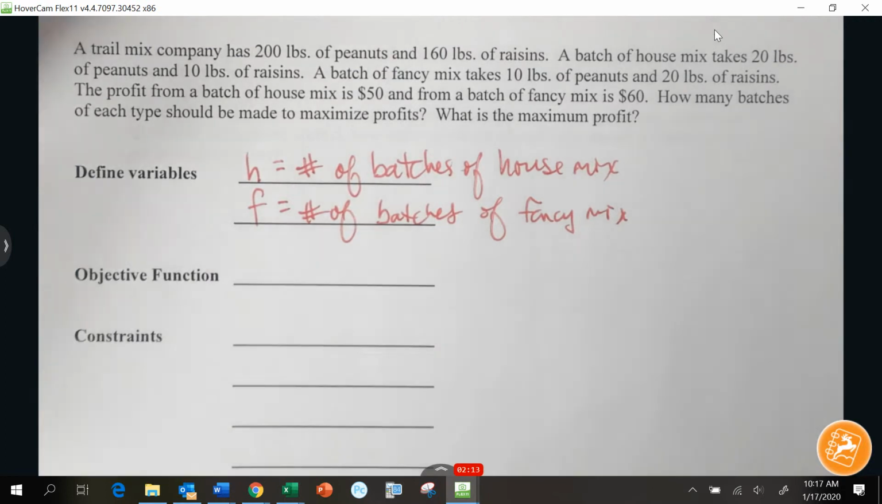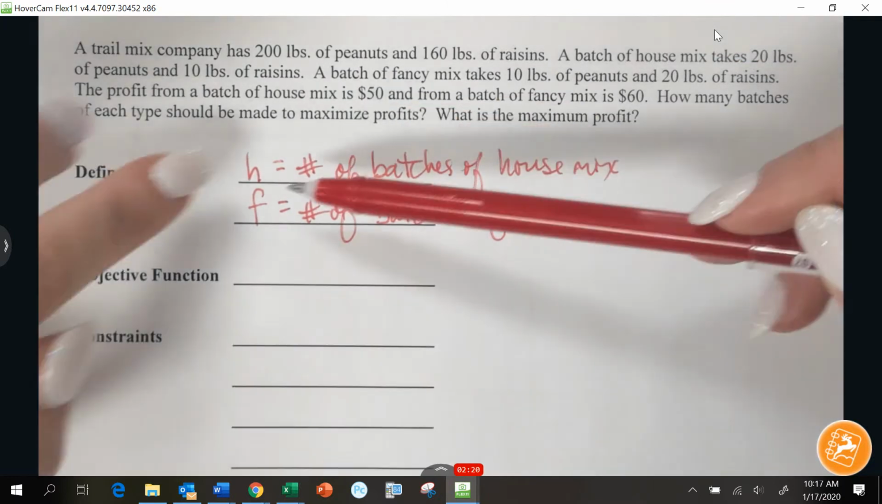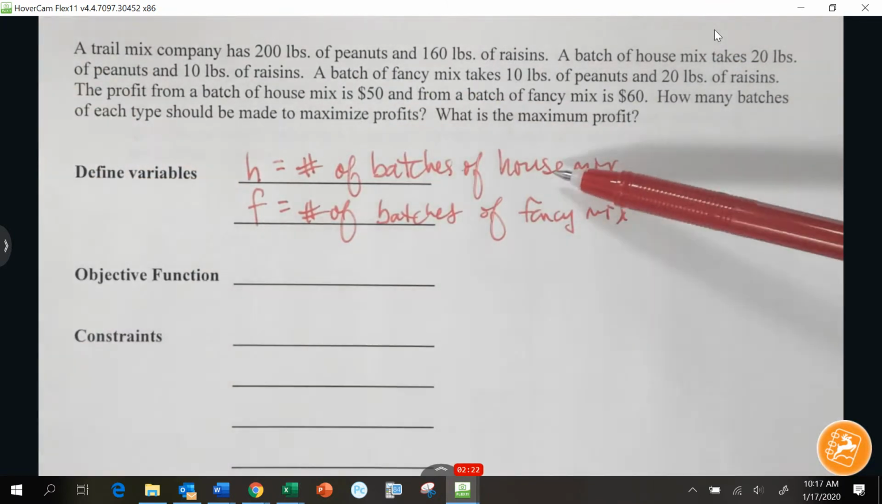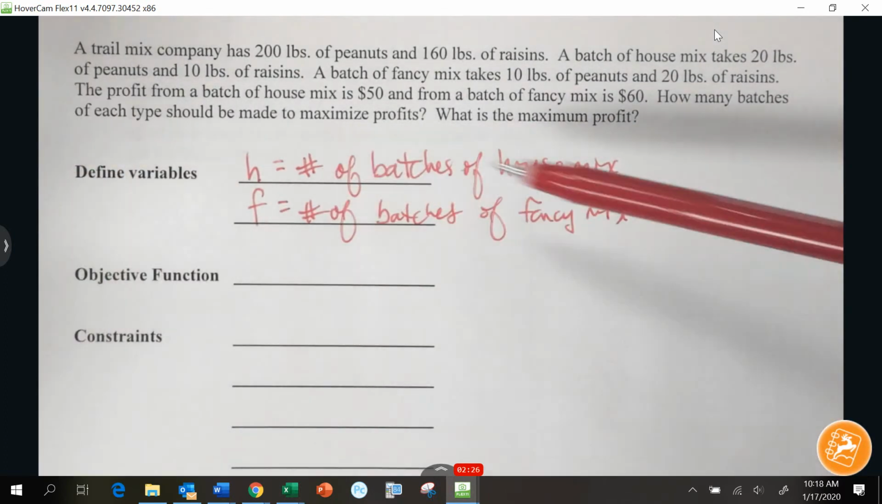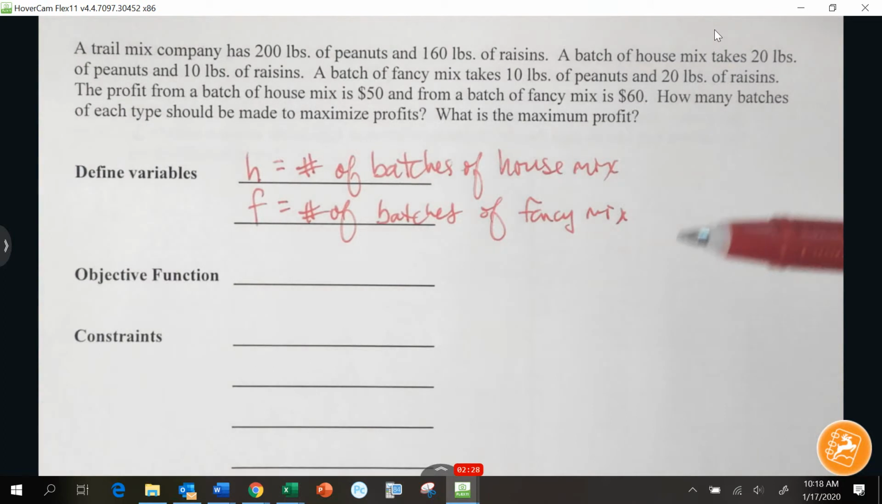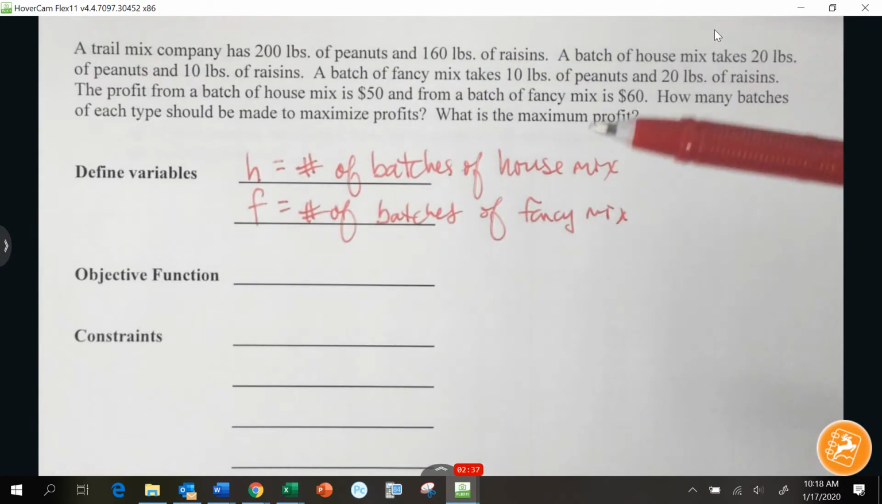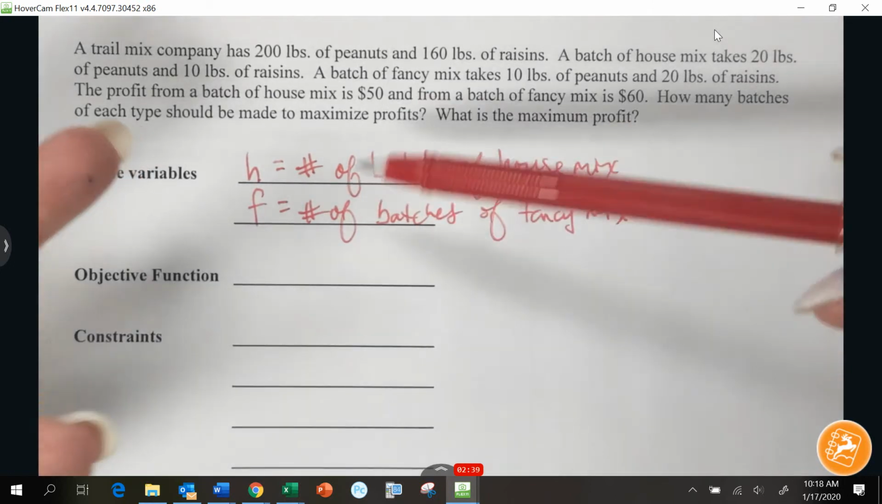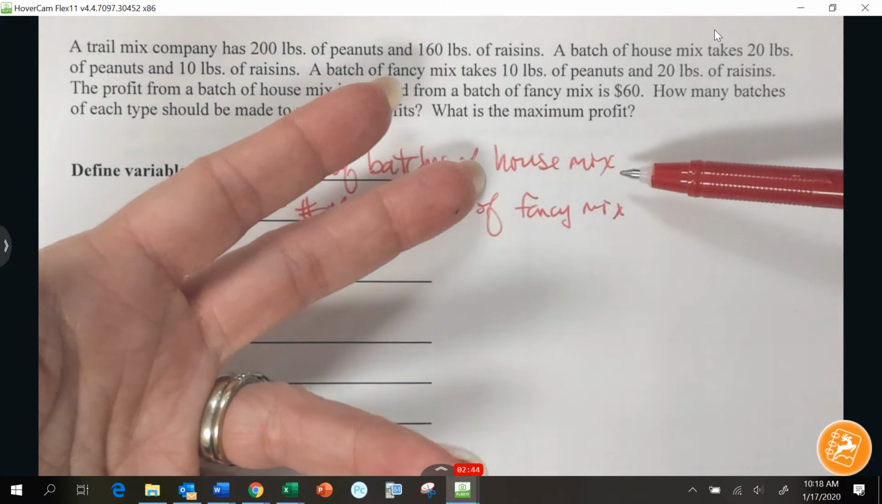I probably would use X and Y, but sometimes I do use the letters. These are just harder letters to write, but that's okay. Sometimes it's good to write the letters because then you're remembering what it stands for. If you wrote on your paper right now, H equals house mix, I would mark that wrong because H does not equal house mix. What does H equal? It's the number of batches of house mix. H is always a number. It's not a noun.